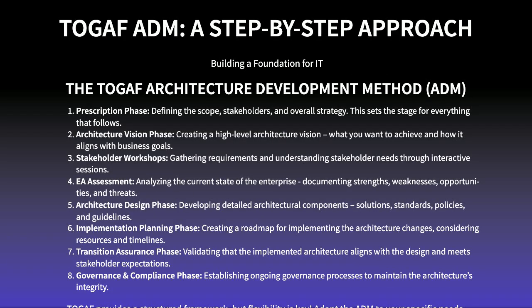Let's dive into the TOGAF Architecture Development Method, or ADM. Think of it as a blueprint for building and maintaining your IT architecture. The ADM breaks down the process into 8 distinct phases, starting with defining the scope and what you're trying to achieve, the preliminary phase. Then, we create an architecture vision, a clear picture of where you want things to be. We gather insights from stakeholders through workshops, assess the current state, design detailed components, plan for implementation, validate changes, and finally, establish ongoing governance. It's a robust framework, but remember, adaptability is crucial. Tailor TOGAF to fit your unique circumstances.